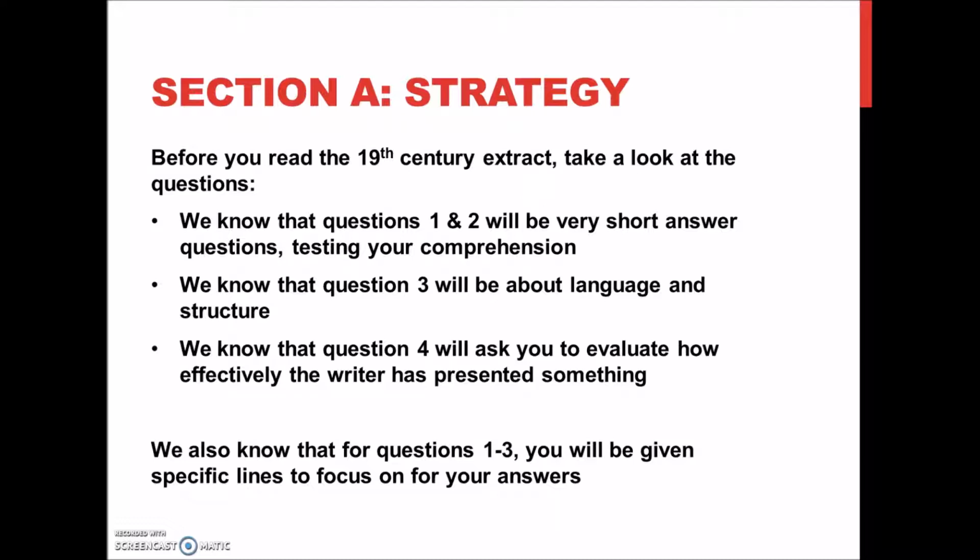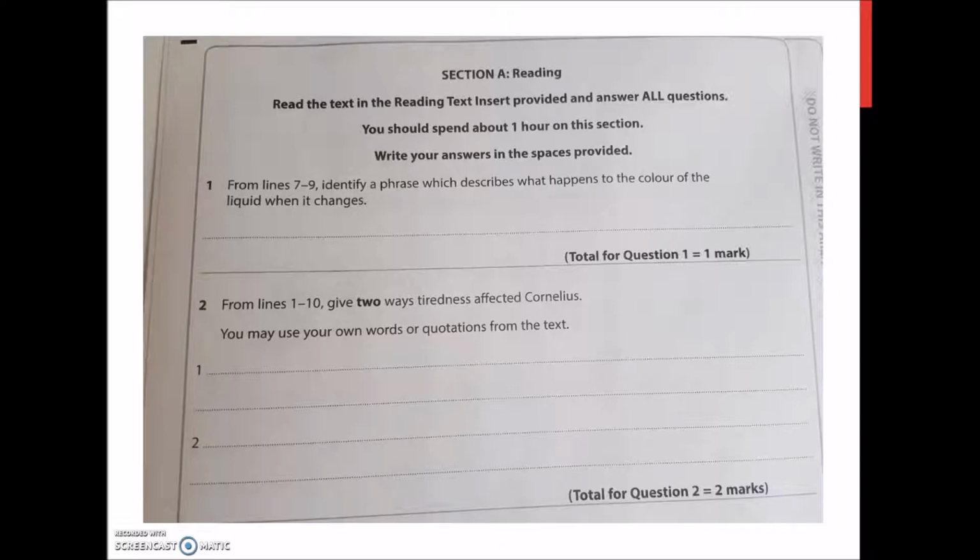We know that question 3 will be worth 6 marks. It's going to ask you about how language and structure are used in order to help the writer present perhaps a character or a theme or a moment in their text. And we know that question 4 will be worth 15 marks and will ask you to evaluate how effectively the writer has presented something. And we also know that for questions 1 to 3, you're going to be given specific lines to focus on for your answers, and that your answers need to come from the lines that they give you. So how might we approach the exam strategically?